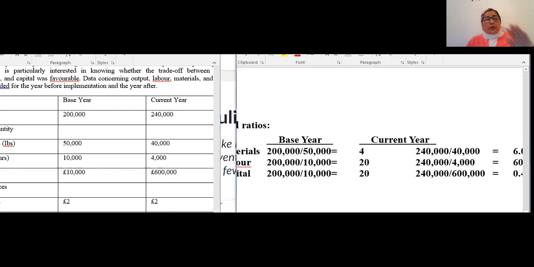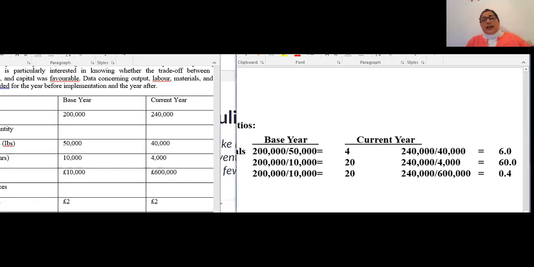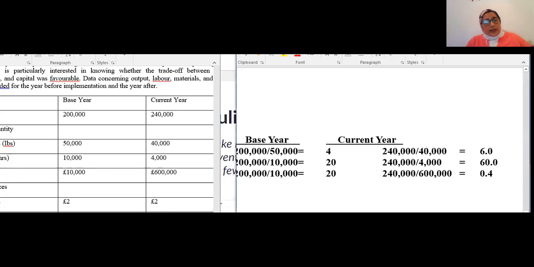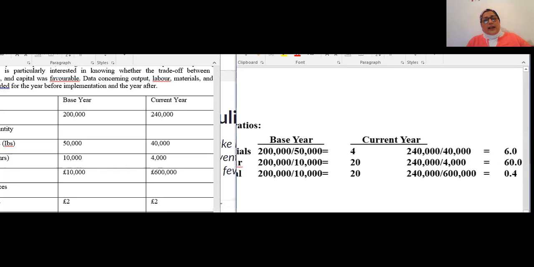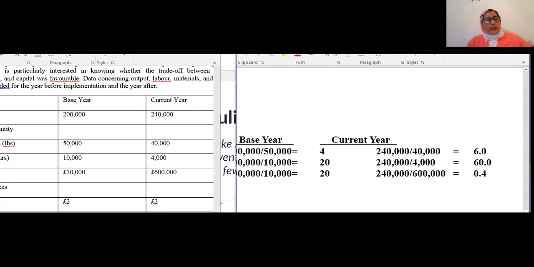The only thing we are going to change is that we implement the same thing but with different figures. So we take the output for the current year, which is 240. Where do I get this one from? Here is the 240, and we divide this by the quantity of the inputs for each one of them, for material, for labor, for capital. So it will be 6 for material for the current year, then 60 for labor, and then 0.4 for capital.